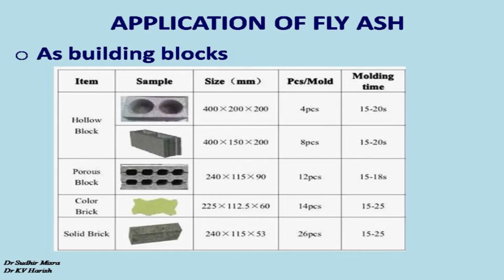Like for example, you have hollow blocks, you have porous blocks, you also have something called a colored block, where you can add some pigments and change the color, primarily for aesthetic purposes. This is usually used for minor applications, and you also have something called a solid block. So, these are the sample shapes, and these are the sizes that are specified, and typically some information about molding time, how many molds you require, and how much time to make one piece is provided here.